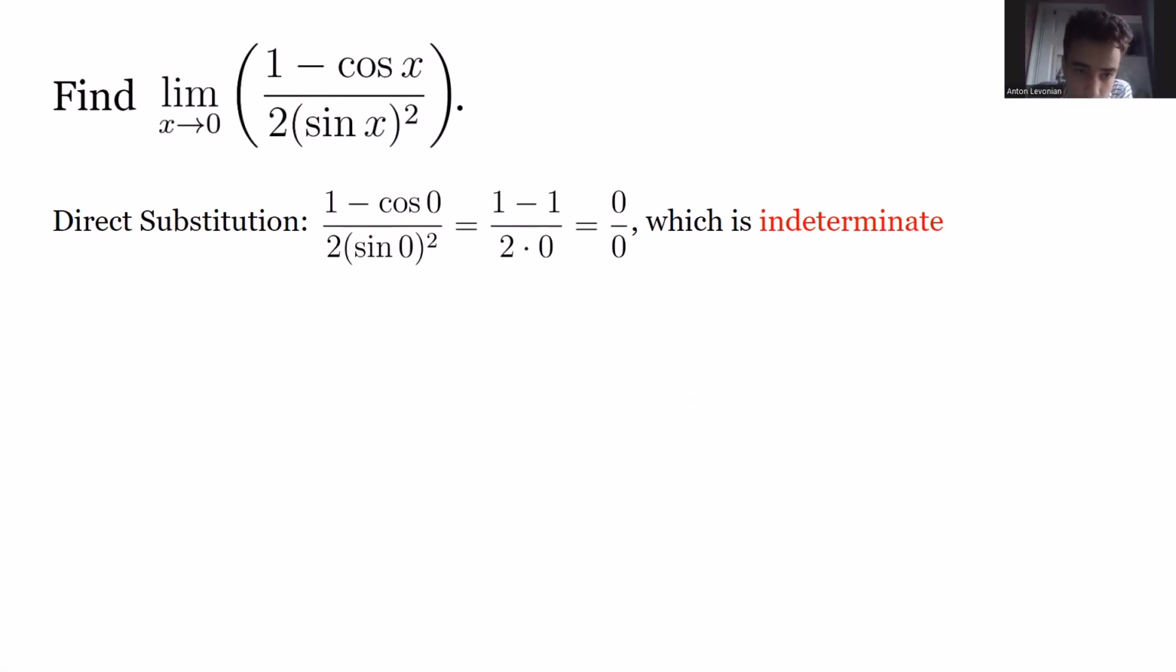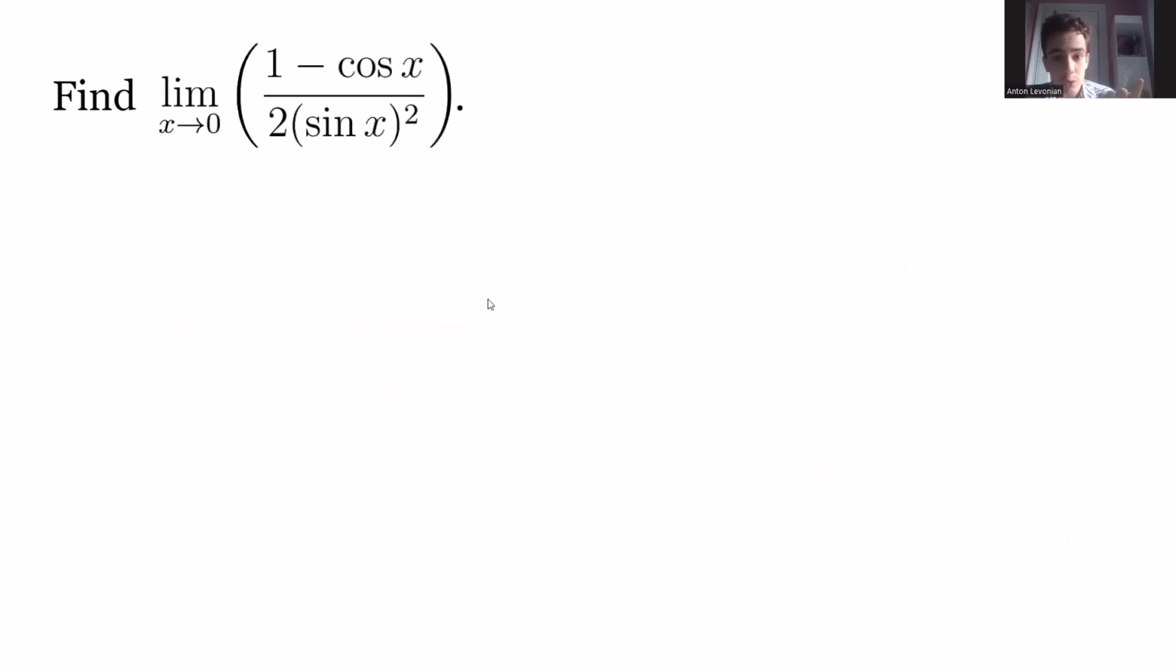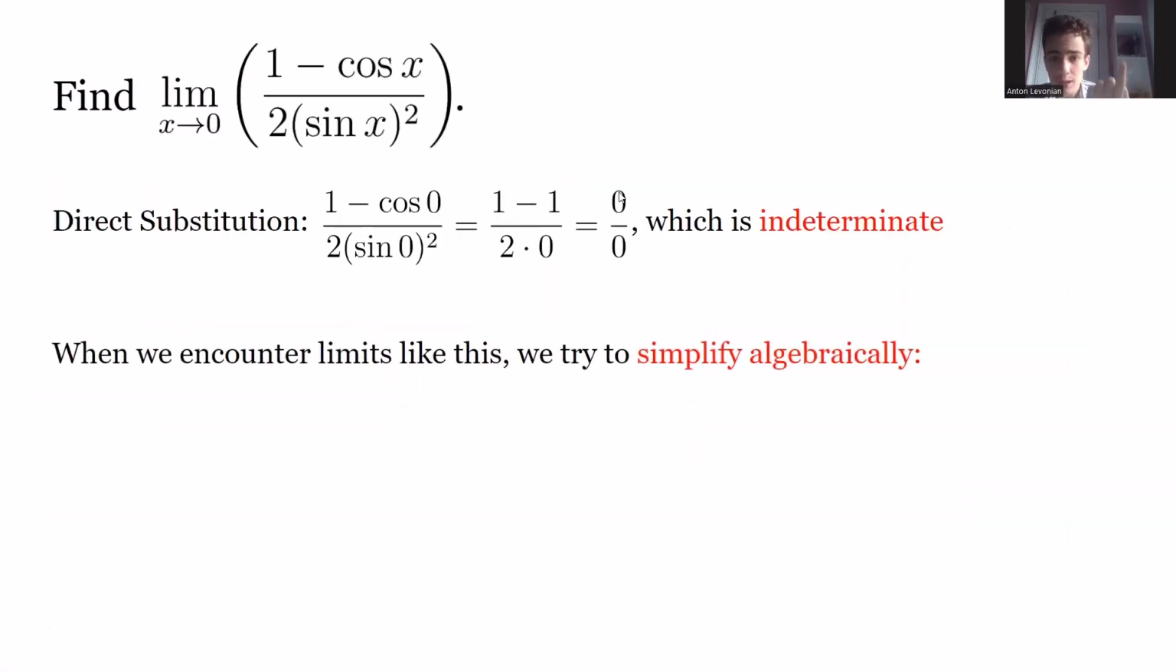So if we do direct substitution, we get 1 minus cosine of 0 over 2 times the sine of 0 squared, which is 1 minus 1 over 2 times 0. And this is 0 over 0. Notice how we can't tell that there is an asymptote, because an asymptote is when c is non-zero. But what happens when it's 0?